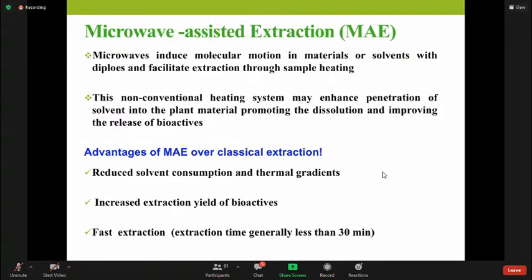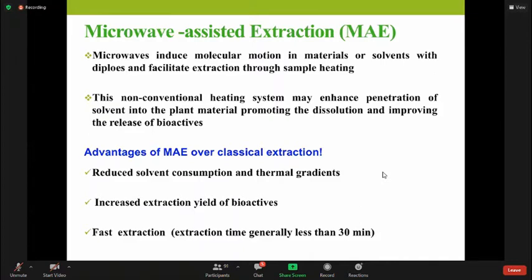Starting with microwave assisted extraction, microwaves are non-ionic radiations, and they induce molecular motion in materials or solvents, which especially have dipoles, and these radiations may facilitate the extraction of bioactive compounds through sample heating. This non-conventional heating system may enhance the penetration of the solvent into the plant material, promoting solubilization, and thus improves the release of the bioactive compounds from the materials.